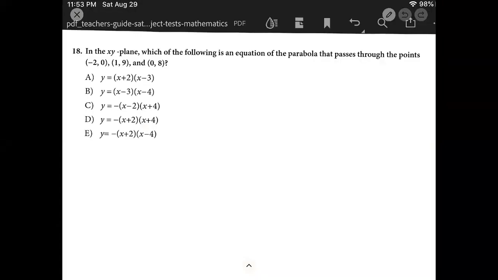All right, so here's another one. It says, in the xy plane, which of the following is an equation of the parabola that passes through the points? And they give us 3 points. Notice, whenever you are trying to come up with a quadratic equation or a quadratic function, they have to give you 3 points, right? If they only give you 2, that's not enough information. They have to give you a minimum of 3. They've given us 3, so let's go back to the calculator.